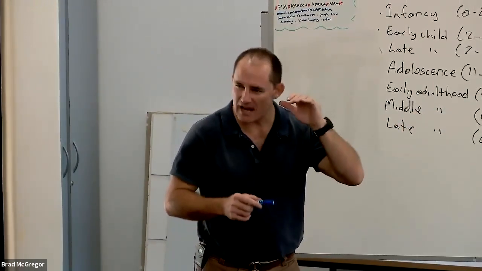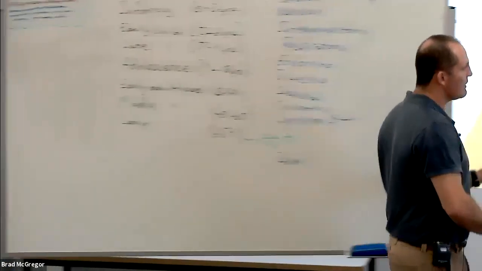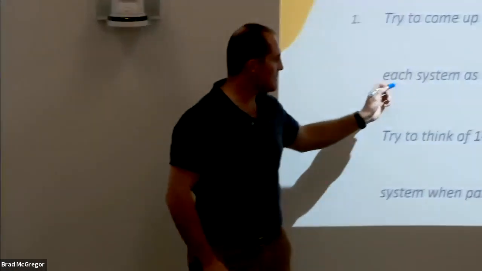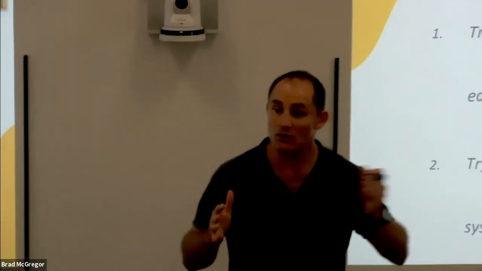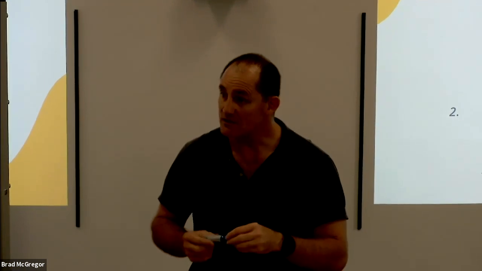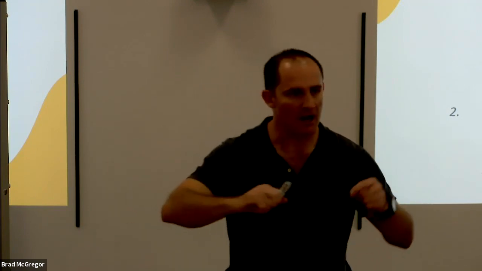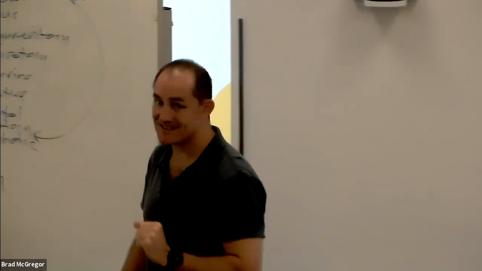So 2 parts. This actually replicates your assignment, which is why I've put it in here. So 1 or 2 changes that occur with each system as we age. So normal deterioration or change. And then think about, well, if there's a pathology involved. What do you think I mean by a pathology? Yeah, so a disease or illness or a condition. So things like sarcopenia, osteoporosis, type 2 diabetes, etc.